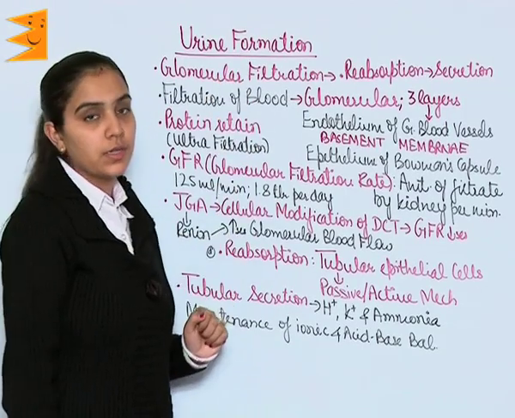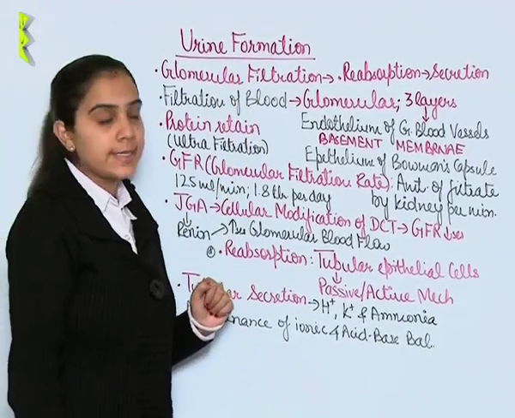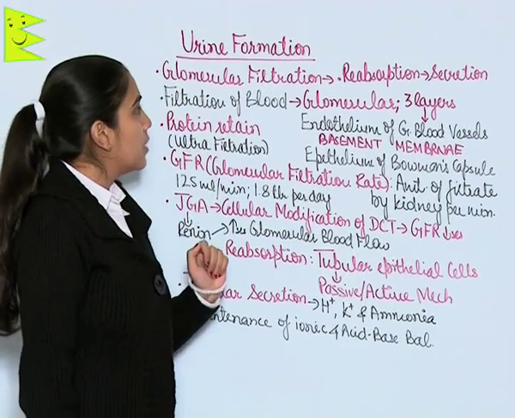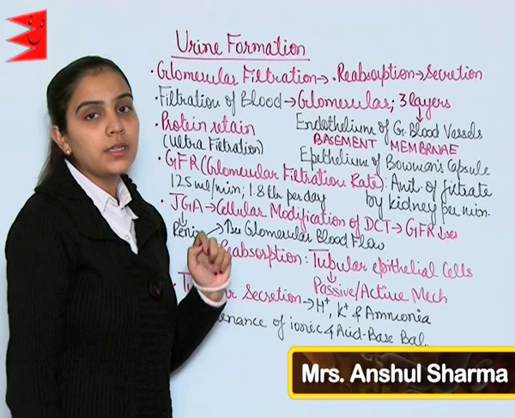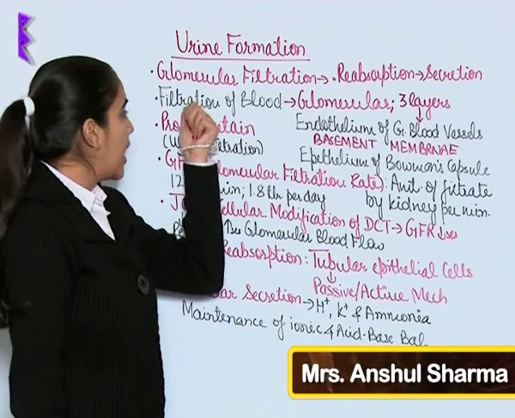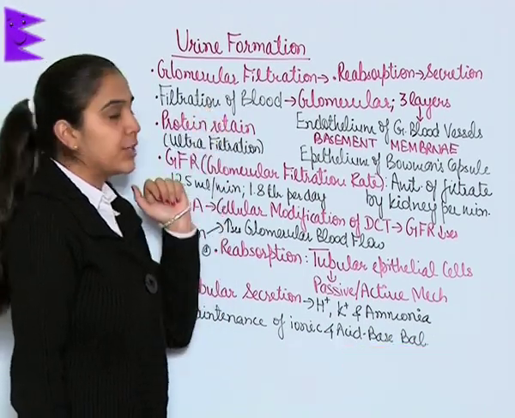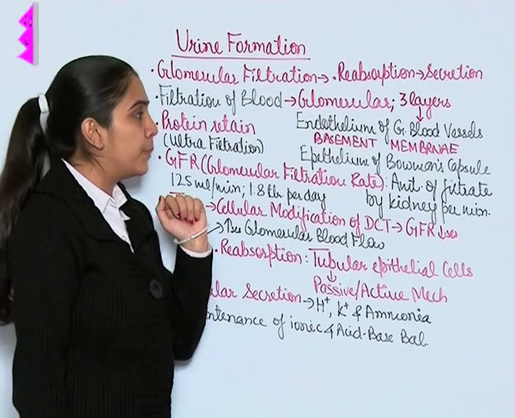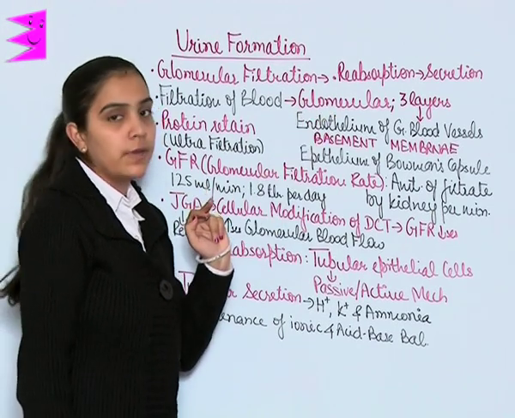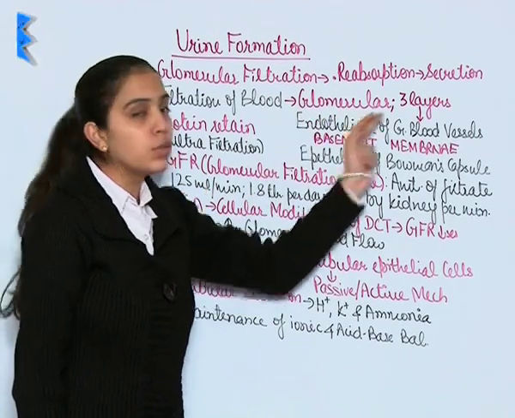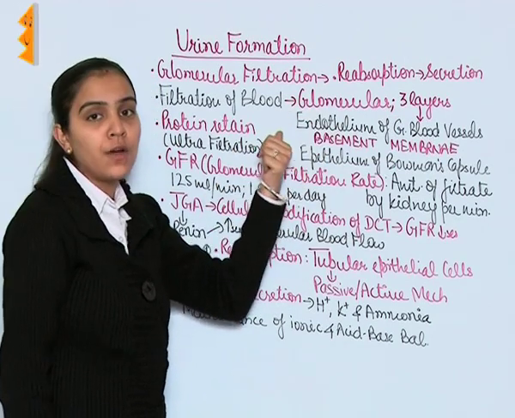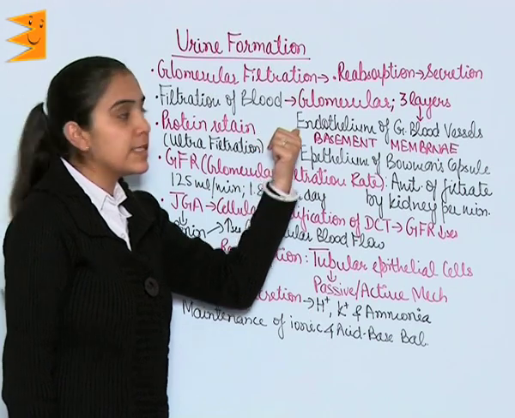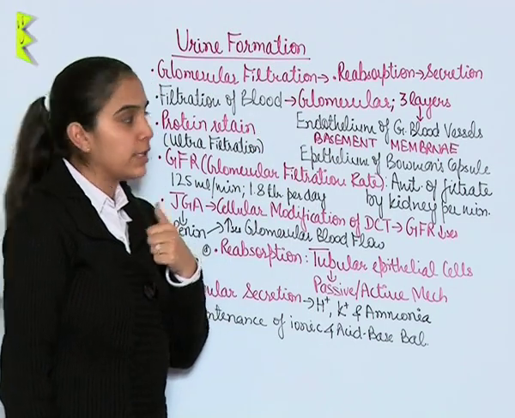Urine formation involves 3 steps. First is glomerular filtration, then reabsorption and secretion. Glomerular filtration is filtration of blood through the glomerular region. It occurs through 3 layers because of the pressure of blood vessels in the glomerular region.